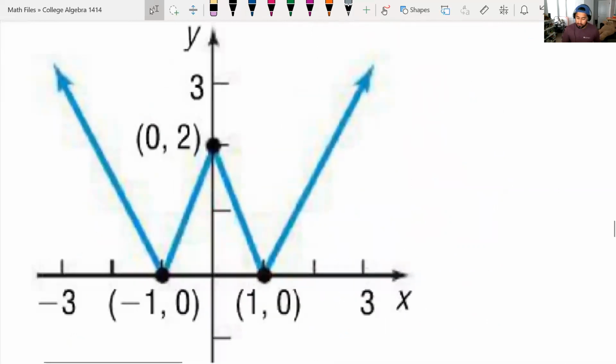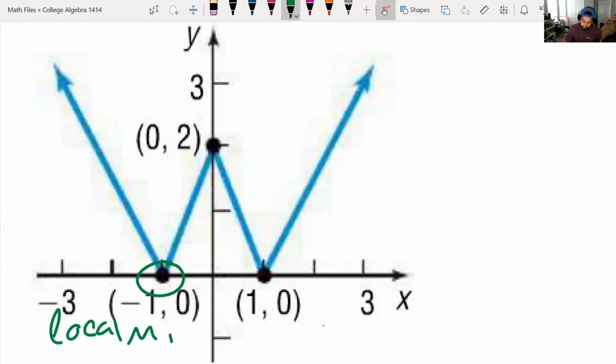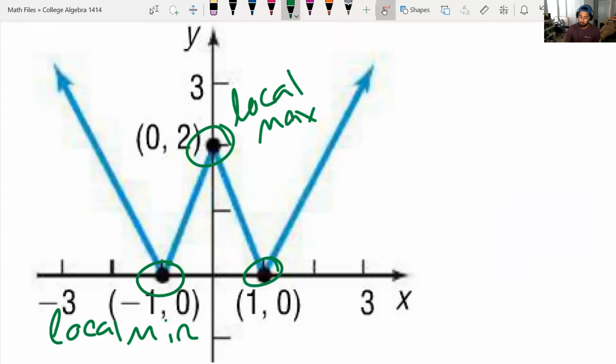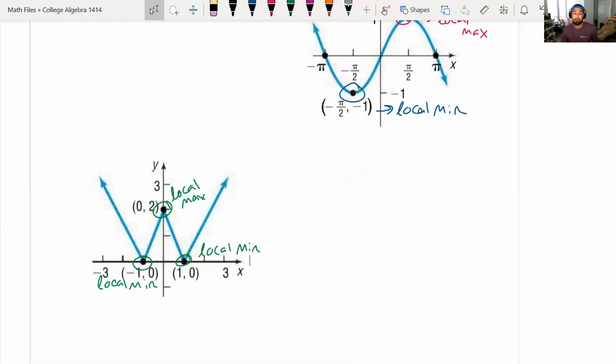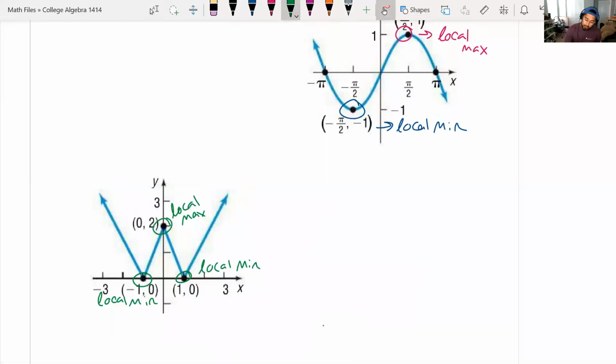And then looking at the next graph, reading from left to right, we have that at -1, 0, this is a low point on the graph. So this is a local minimum. And then we have a high point on the graph. This is your local max. And then once more again, we have another local minimum. Can't get any easier than that, y'all. That's it.